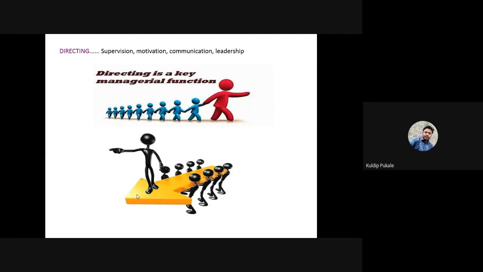Proper direction is very important. Suppose you are designing one particular mini project, then proper direction is very, very necessary. One leader can handle the number of his colleagues like this. This is like organizational supervision, monitoring, communication, leadership. These come under directing.